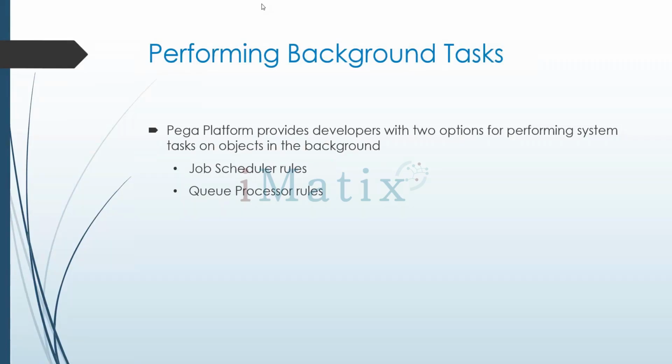These are being used instead of your agents. Generally, what agents do is automate the process that was earlier done manually. Now you automate it, and without any manual intervention, the process just goes on. Now those are replaced by job schedulers and queue processors. We'll see how this works.